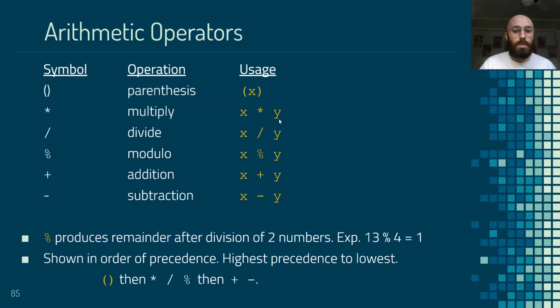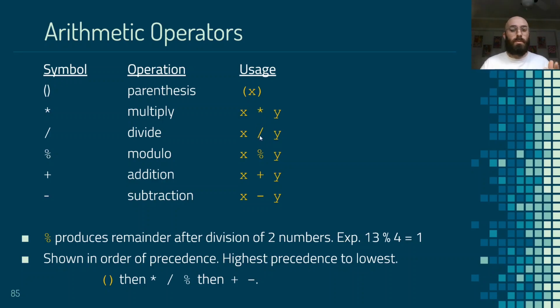Then we have our multiplication and division. One important thing to note is that multiplication is done with an asterisk in programming as opposed to an x, because if I said xy with x as my multiplication symbol, it would get confused. So we use an asterisk here.